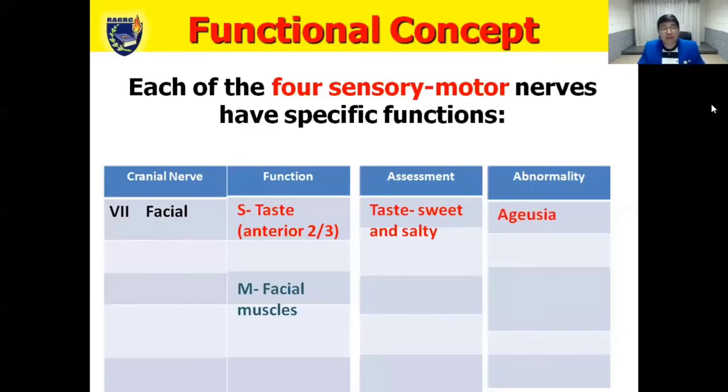Now, a common abnormality for the sensory root of the facial nerve is a condition known as ageusia, or the complete lack of sense of taste. We also have the condition known as hypogeusia, or a decrease in the sensitivity to taste. And we also have dysgeusia, or the distortion of taste. Now, dysgeusia could be associated with treatments like chemotherapy and the use of albuterol. So albuterol could potentially alter the patient's sense of taste.